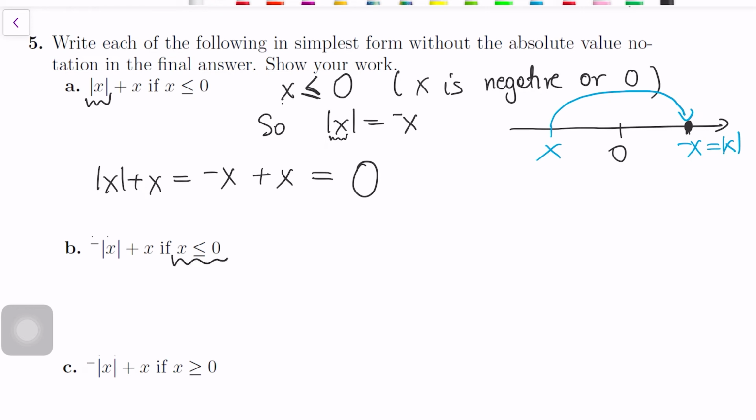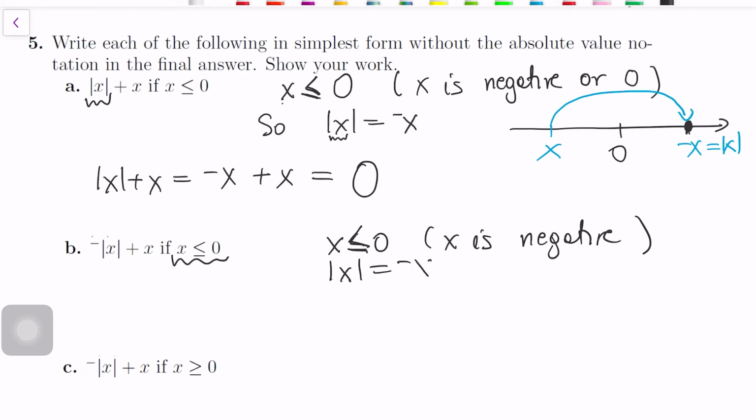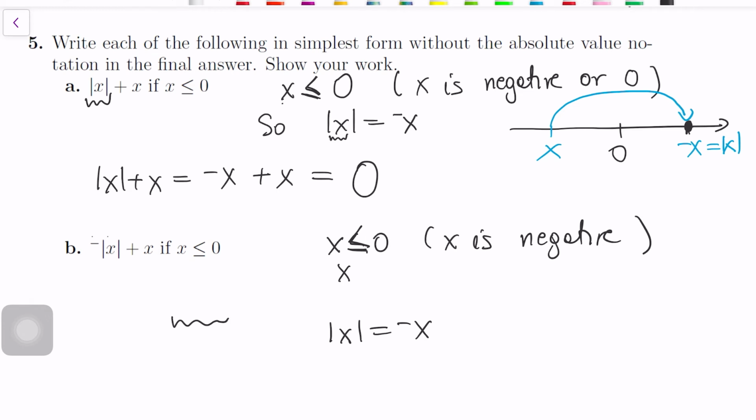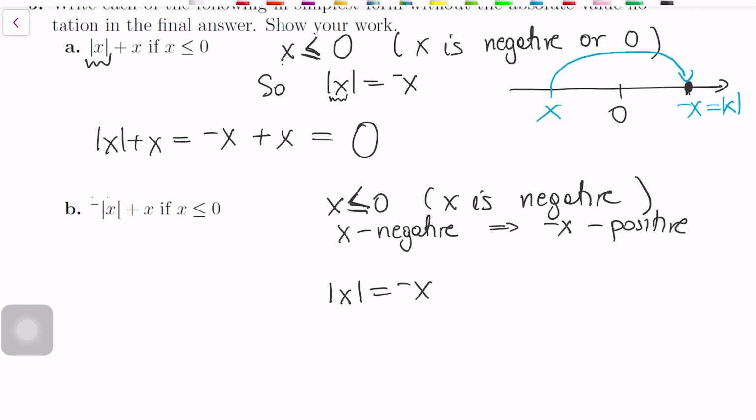Again, x is negative. The inequality symbol opens towards 0. That means x is to the left side of 0, meaning x is negative. Whenever that happens, the absolute value of x produces its opposite, which is positive. So here's the case: if x is negative, then minus x is positive. And remember, absolute value needs to produce a positive number.